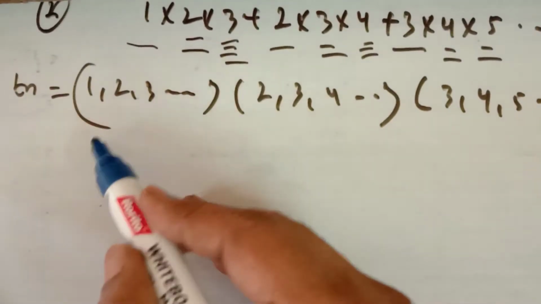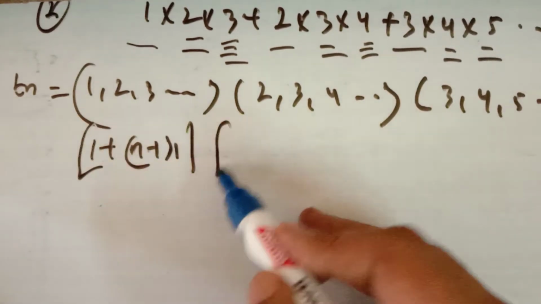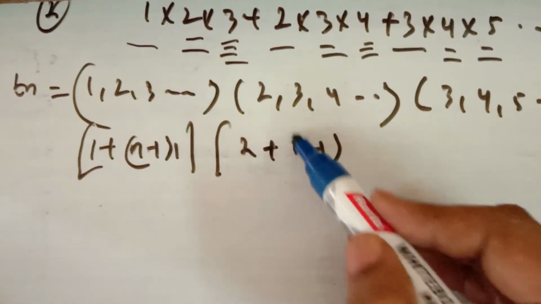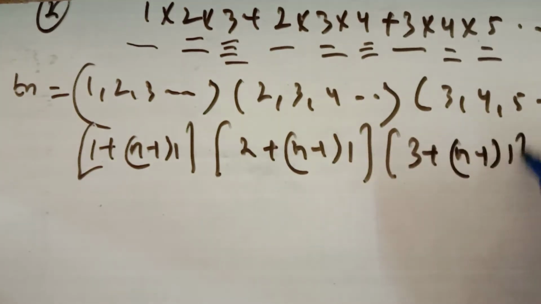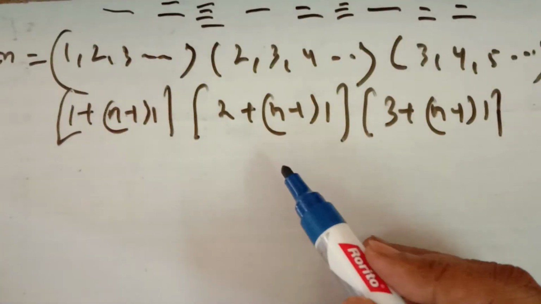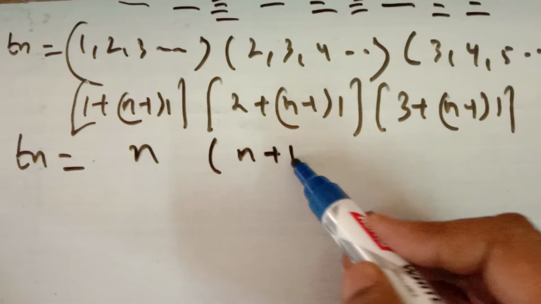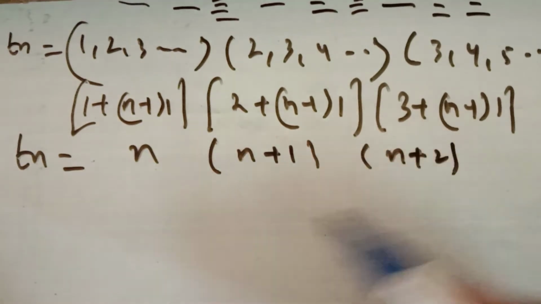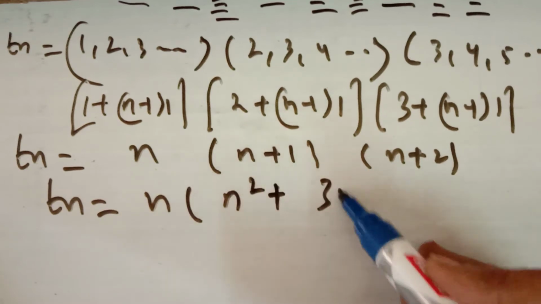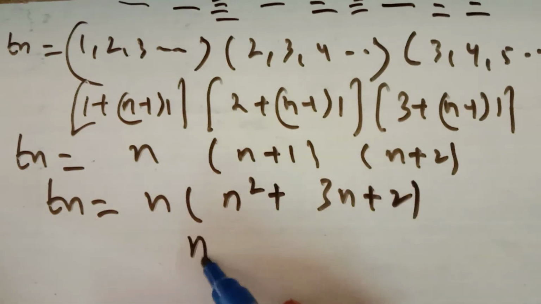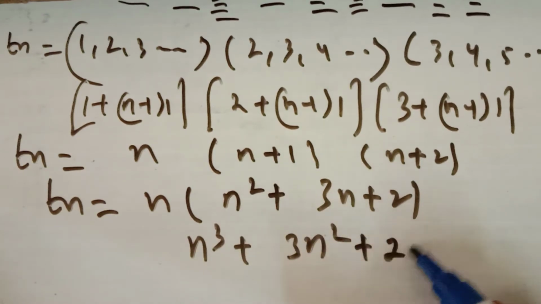To find the nth term, it is A plus n minus 1 into D. The nth term is A plus n minus 1 into D. The next is A plus n minus 1 into D. The common difference is 1 in all the terms. So the nth term is coming out to be n, n plus 1, and n plus 2. Multiply and open the bracket as usual. So it will be n cube plus 3n square plus 2n.